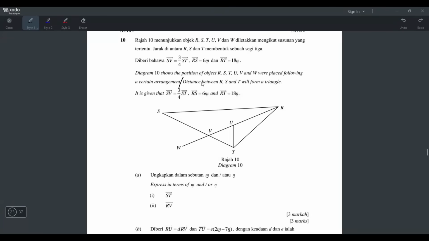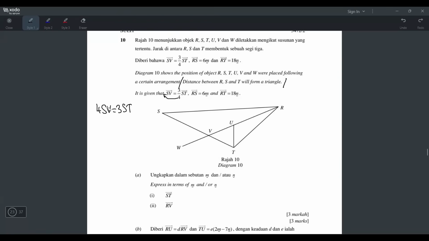R, S, T, U, V, W. Okay, betul. Points R, S, T will form a triangle. Where is it? Check tengok. R, S, T will form a triangle. Okay, boleh. SV equals 3/4 ST. Okay, this information is trying to tell us the ratio. So let me tell you how to read this. As if they say SV is 3/4 of ST, this 4 you can bring it here, and then it becomes 4 SV equals 3 ST.